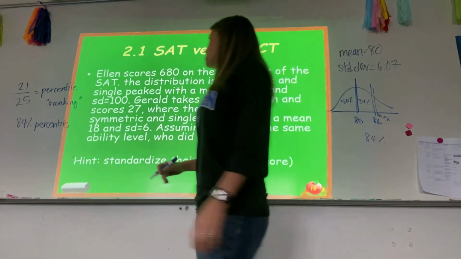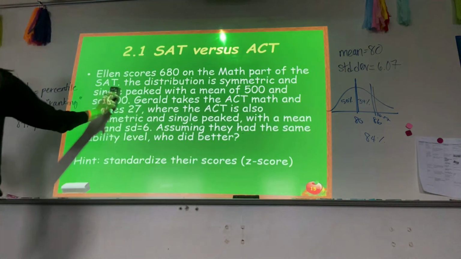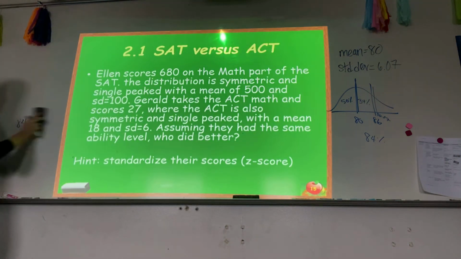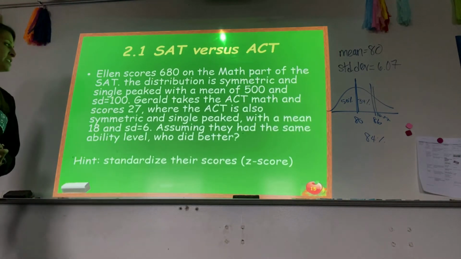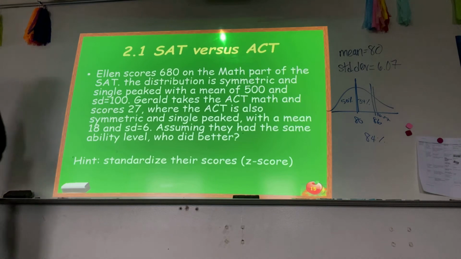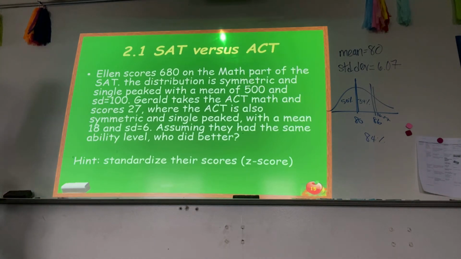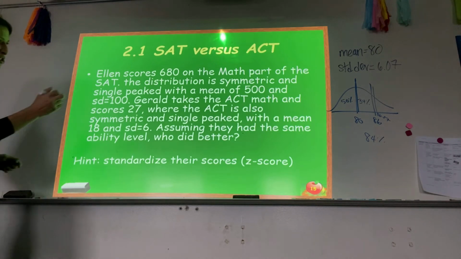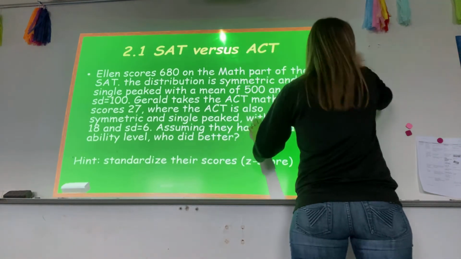All right, so Ellen scores a 680 on the math part of the SAT. The distribution is symmetric, single peaked with a mean of 500 and standard deviation of 100. Gerald takes the ACT and makes a 27, where the ACT is symmetric and single peaked with a mean of 18, standard deviation of 6. Who did better? Let's go. Get on your paper and let's mark Ellen and let's mark Gerald and see.